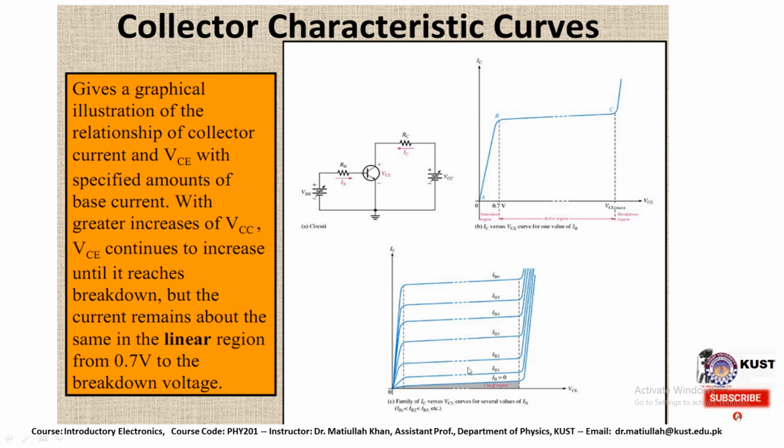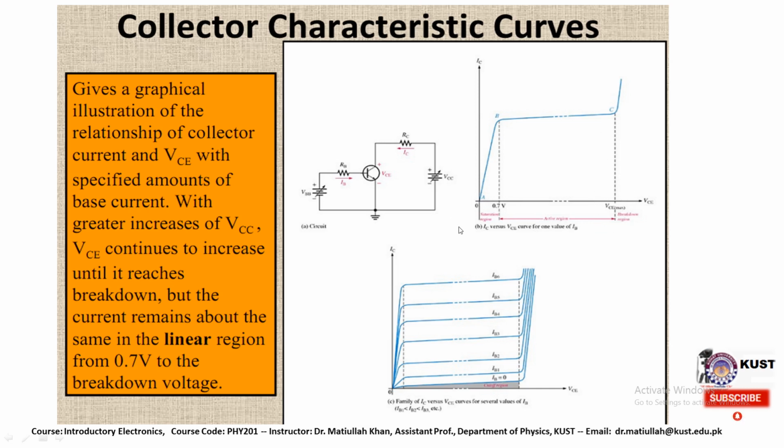So this is the set of curves that could be easily drawn here. This is called a collector characteristic curve. If we look at this equation, it starts to move from 0.7 volt, that is the B point across this curve, and similarly we have a C point across the curve, that is VCE.